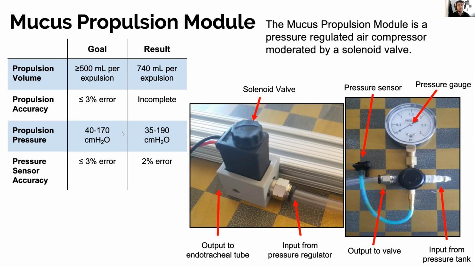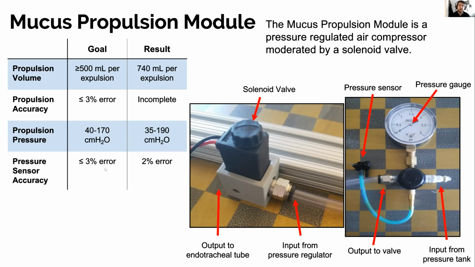The third requirement states that the mucus propulsion pressure simulates a range of human cough pressures. The client specified a range of 40 to 170 centimeters of H2O. Our system can operate between 35 and 190 centimeters of H2O.